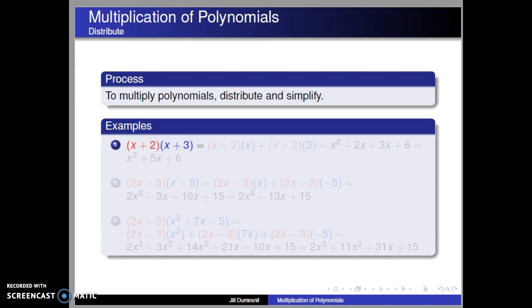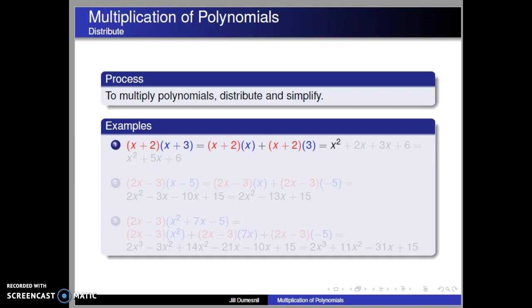To multiply x plus 2 times x plus 3, we treat the x plus 2 as a monomial and distribute it over the x plus 3. We get x plus 2 times x plus x plus 2 times 3. We need to distribute some more.